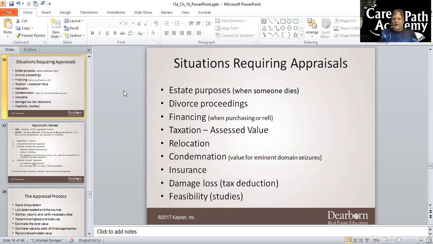Why do we get appraisals done? So, situations requiring appraisals. For estate purposes, when somebody dies, determining the value of the estate that then gets distributed to the heirs. For divorce proceedings, the spouse wants to know how much they're getting, right? How much is the property worth? Especially if one of the spouses wants to stay in the property, they're going to have to pay the other spouse. They're going to have to buy them out.